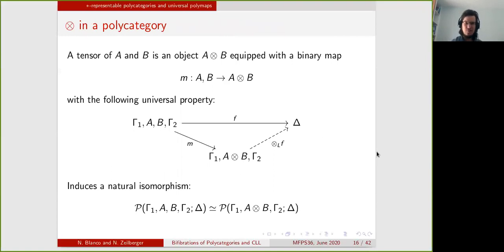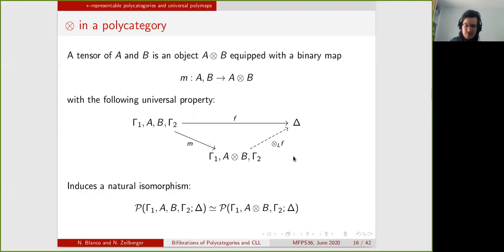And using that, we'll define in a polycategory what a tensor object is. A tensor object will be an object that comes with a binary map that goes from A, B into A tensor B. You can think of vector spaces here, and so the bilinear map that goes from two vector spaces into that tensor product. And it should have a universal property that says that any map that has A, B in the input should factor uniquely through this M, through this bilinear map. So this is the property in vector spaces that the tensor product linearizes bilinear maps.